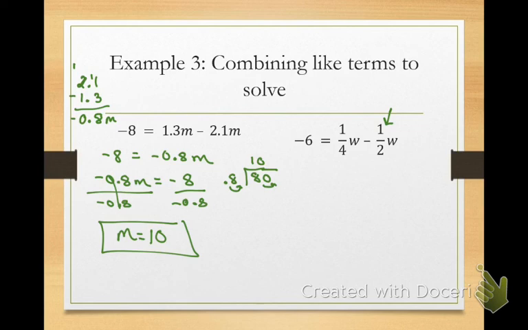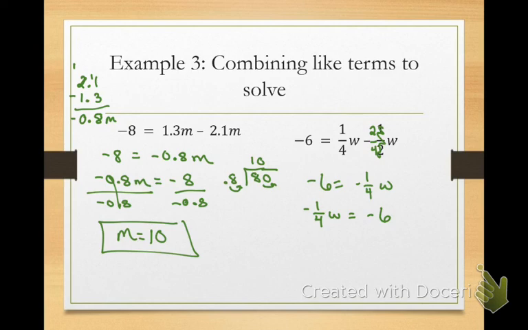I'd rather do LCD. All right, so if I need to make 1/2 the LCD, what would it be? 2/4. So y'all would rather make this 2/4? Okay, I'm cool with that. All right, negative 6 equals, what's 1 minus 2? Negative 1/4 W. All right, now I want you to switch it around. Negative 1/4 W equals negative 6.